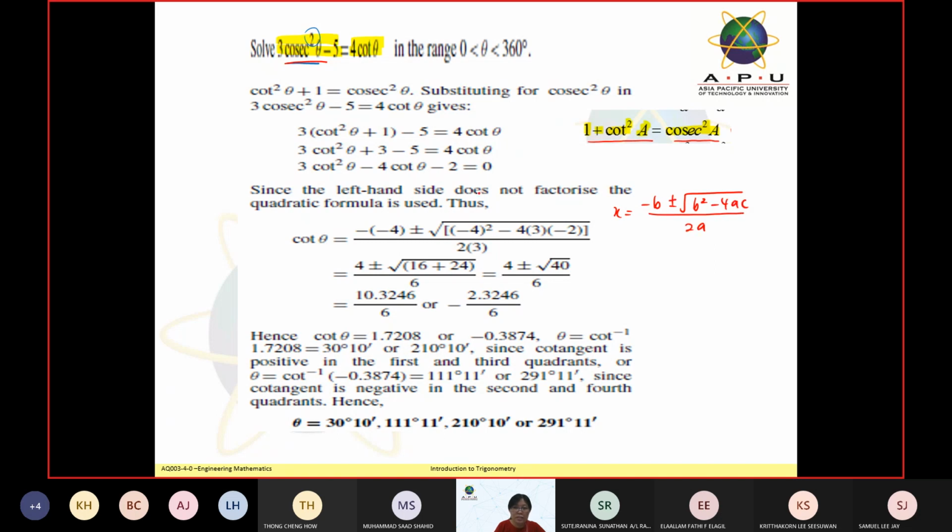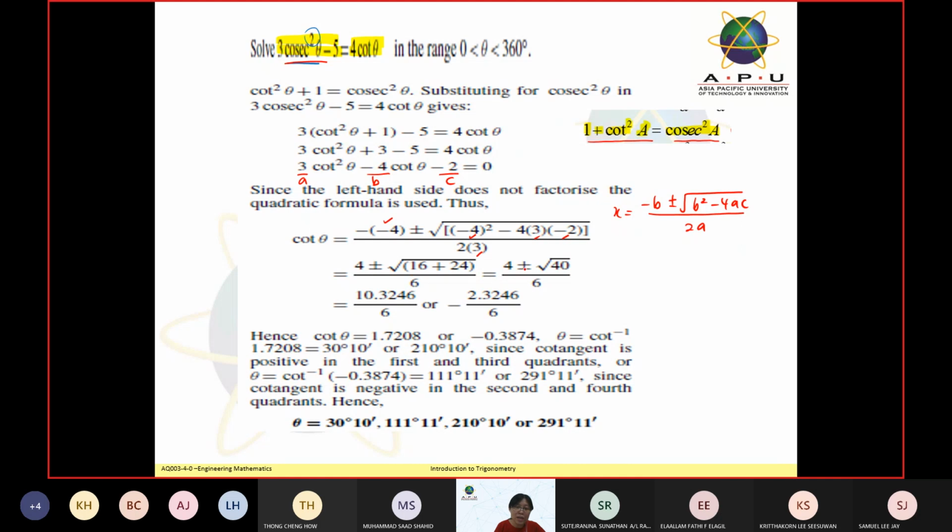So this is a quadratic formula. For the quadratic formula, a is 3, b is negative 4, and c is negative 2. So you substitute b as negative 4, a as 3, and c as negative 2. Then you try to calculate this value.